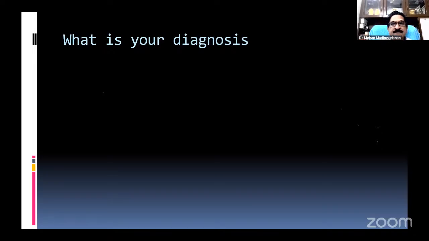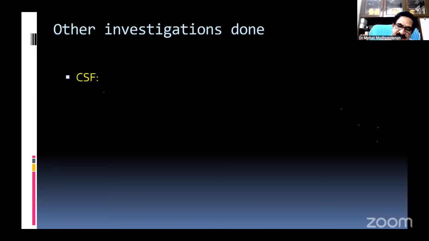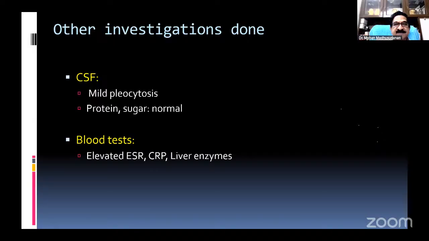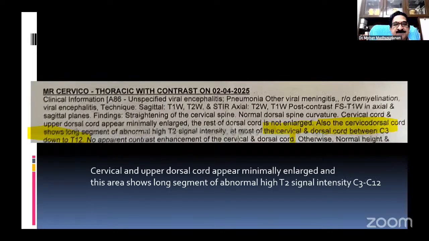Okay, so GFAP is also a possibility. But the MRI picture in the brain is a little different, though this picture does not exclude GFAP. Classically you find perivascular enhancement, a linear radial enhancement. That was not seen in this patient. But it need not be there all the time. So the investigations showed mild pleocytosis, protein and sugar normal, blood tests with elevated ESR, CRP, liver enzymes. HIV was negative, Brucella negative. I only show the important findings.